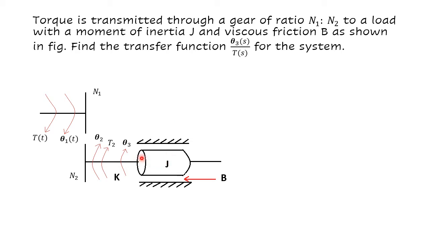In order to obtain the transfer function, first we need to draw the equivalent mechanical network, then write down the differential equations, apply the Laplace transform, and rearrange to obtain theta 3 of S by T of S. So first let us draw the equivalent mechanical network. The first thing is to represent the displacements as nodes. Here there are three displacements: theta 1, theta 2 and theta 3. These become the nodes of the equivalent mechanical network.